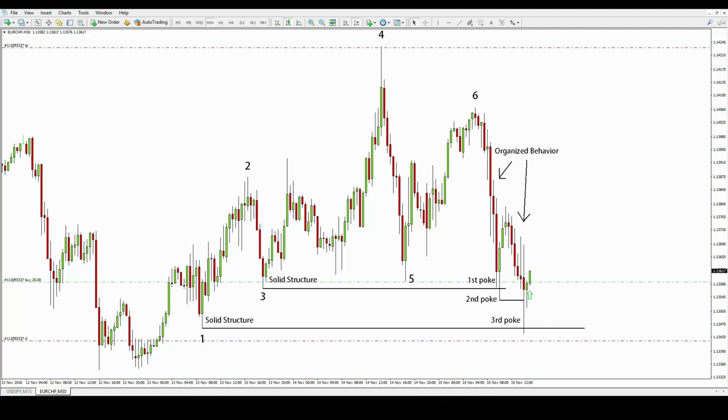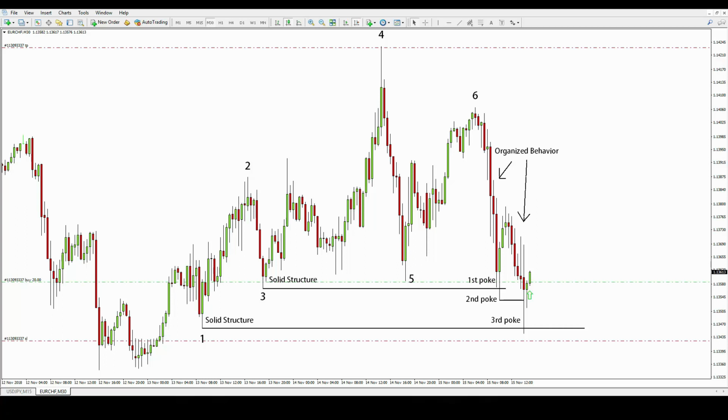From numbers 1 to 4 we have the market creating major higher highs and higher lows. We can also see that number 1 and number 3 are solid market structures because price has clearly broken them with full force, meaning that there is no question about the fact they were broken.